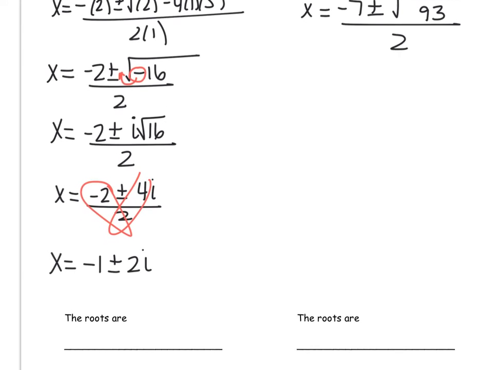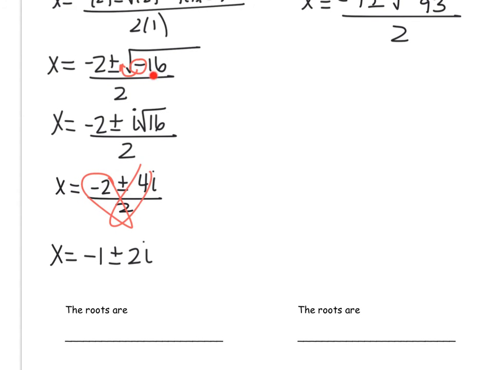Now, what do you notice about these roots? I had a negative under the radical. I had to take it out and make it an i. So the roots are simply imaginary. That's all you have to write, that we have imaginary roots.